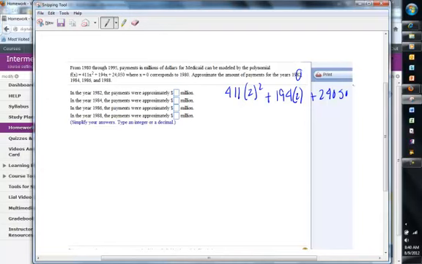So let's press that on our calculator. Mode 1, I was still in matrix mode. Okay, 411 times 2 squared plus 194 times 2 plus 24,050 is 26,082. 1984, so it'll be 411 times 4 squared plus 194 times 4 plus 24,050.